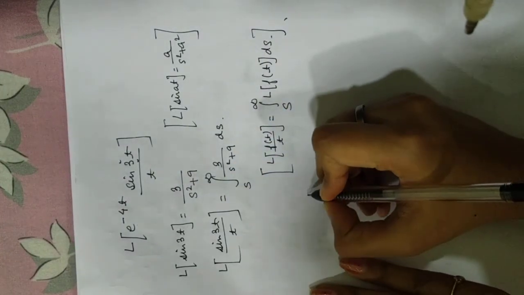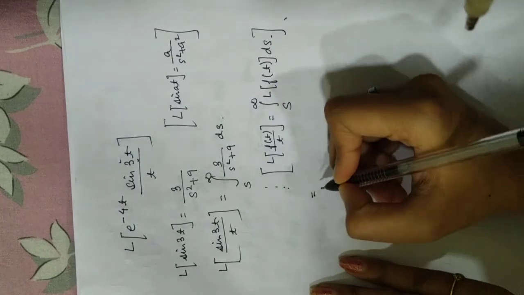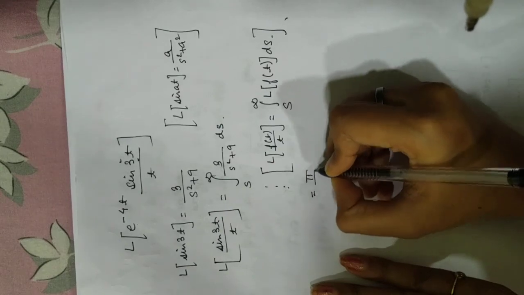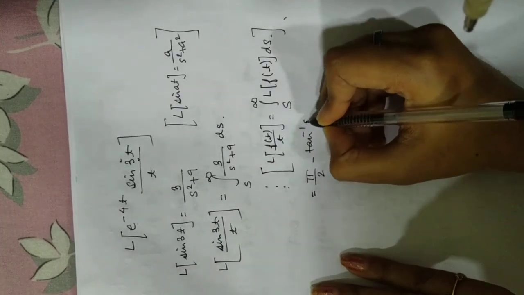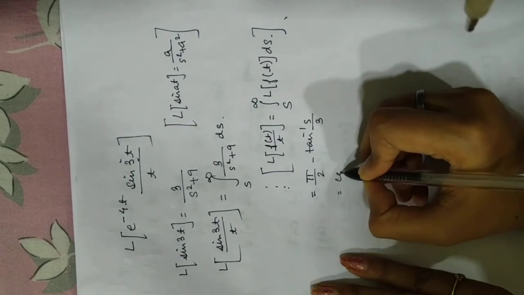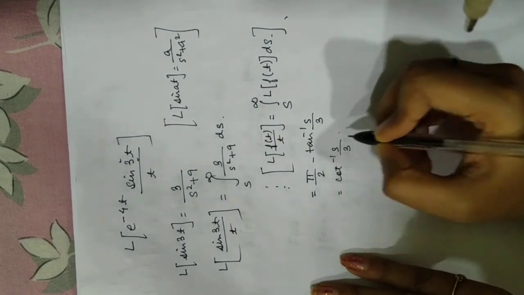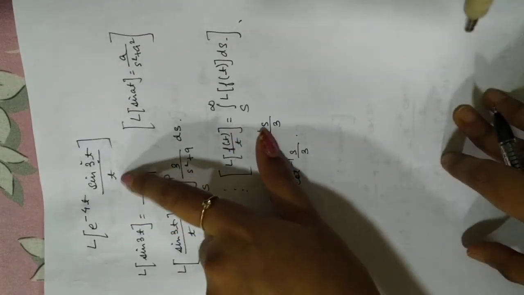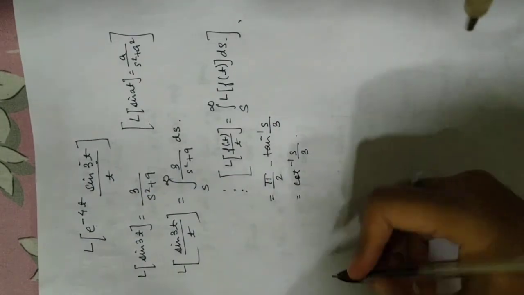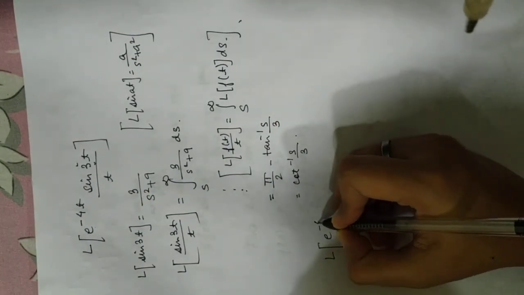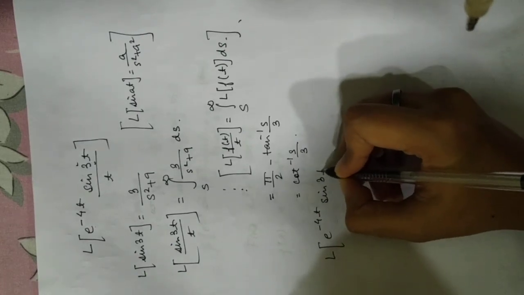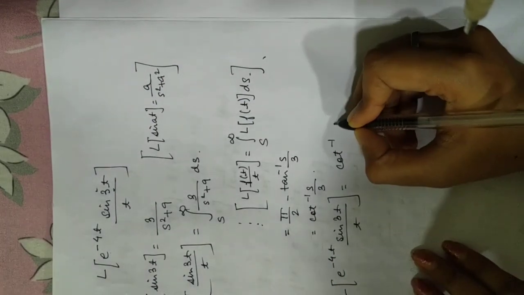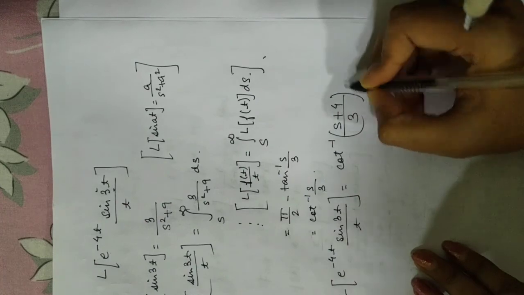Now you can do this integral and it comes up to, please do it, I'm not doing it right now, I'll just write the end result, and it comes up to pi by 2 minus tan inverse s by 3, which is equal to cot inverse s by 3, right? So we've already got the Laplace transform of this portion. Now all we need to do is apply the shifting theorem. So Laplace transform of e to the power minus 4t sine 3t by t is equal to cot inverse of (s plus 4) by 3, and it's solved.